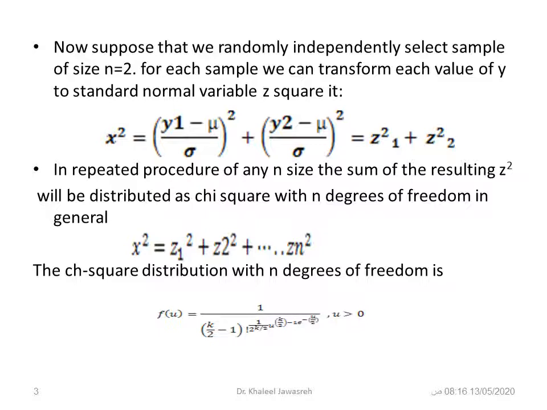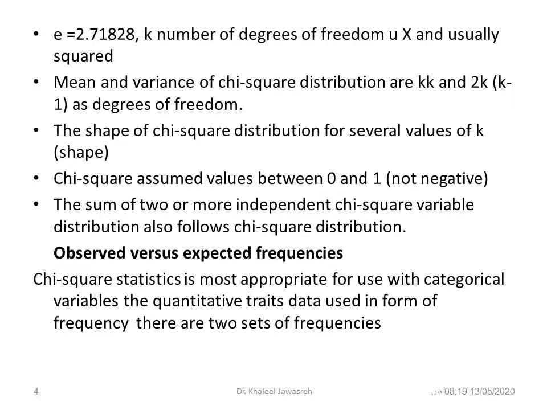Now we'll go on to discuss details related to the properties of the chi-square. As you see, there are 5 points here. E is abbreviated for the previous equation. K is the number of degrees of freedom. U, X, and usually all of them are squared. The mean and variance of the chi-square distribution are as you see, and the shape of the chi-square distribution for several values of K. We will go to the shape of it and the other things.